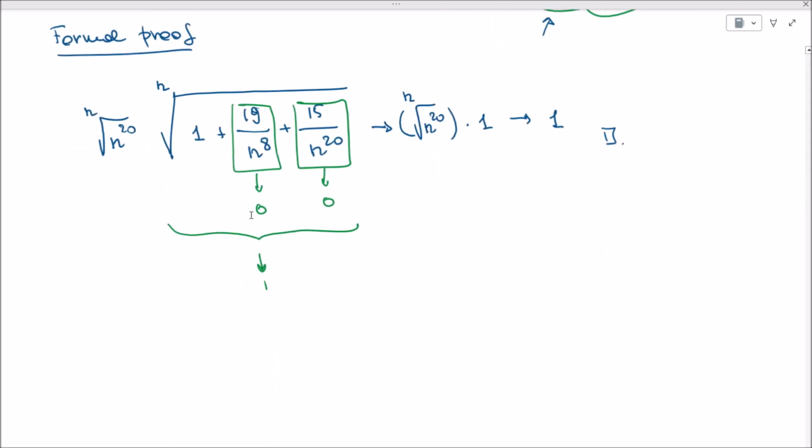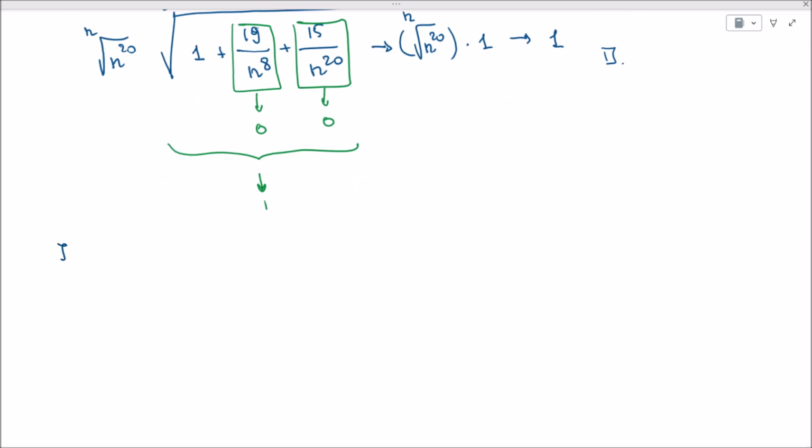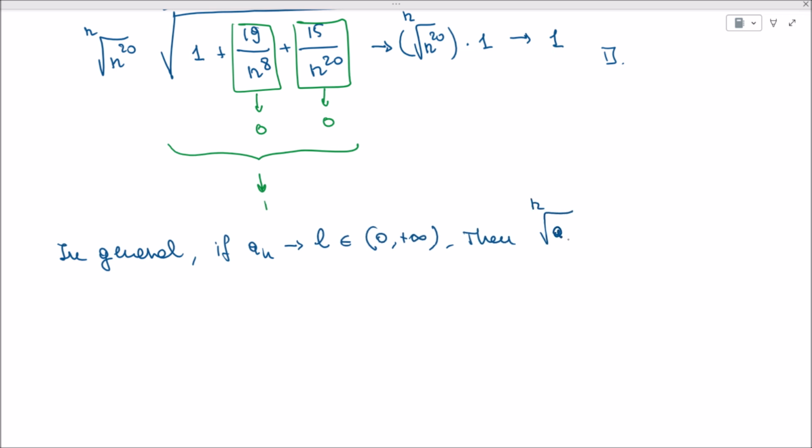We can make a general consideration now. We can say that in general, if an tends to a positive real number, so something that belongs to the interval 0 to plus infinity, a positive real number, then we can conclude that the nth root of this sequence, a sequence that tends to a positive real number, will tend to 1. How can we prove this?